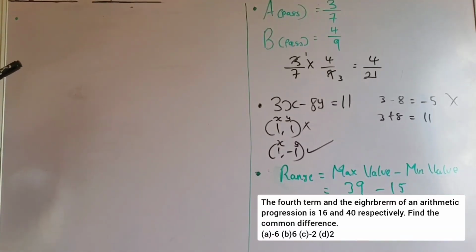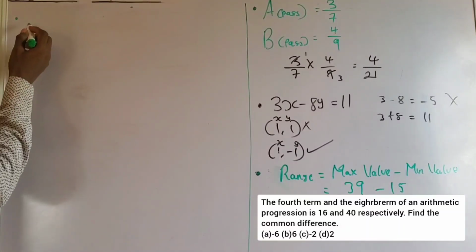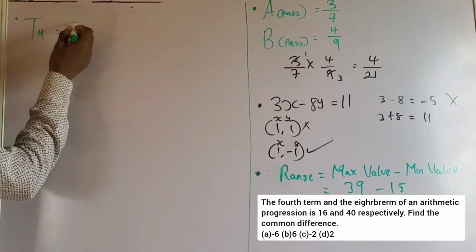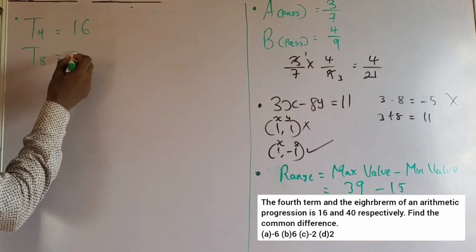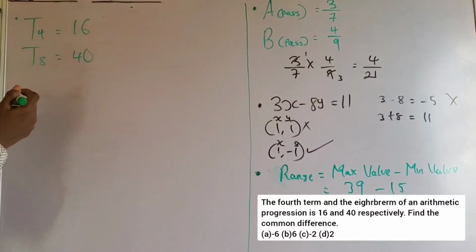Okay, let's go. The fourth and the eighth terms of an arithmetic progression are 16 and 40. So the fourth term, T4, is 16. And the eighth term, T8, is 40. Now, find the common difference. How do we get the common difference?